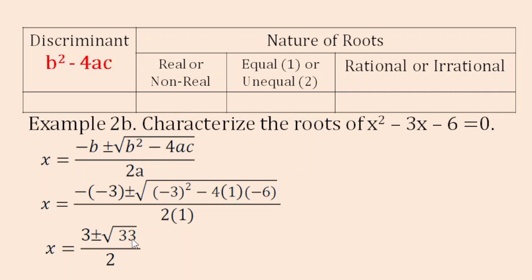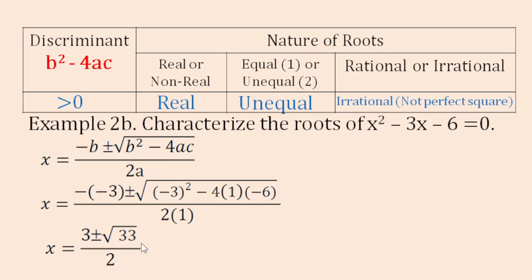And this 33 is greater than 0. From our table, if the value of the discriminant is greater than 0, the roots are real, unequal, and irrational if it is not a perfect square. So again, why real? Because the number inside the square root sign is not negative. And why do we say unequal or two roots? Because we can still use this plus and minus sign to find the roots.